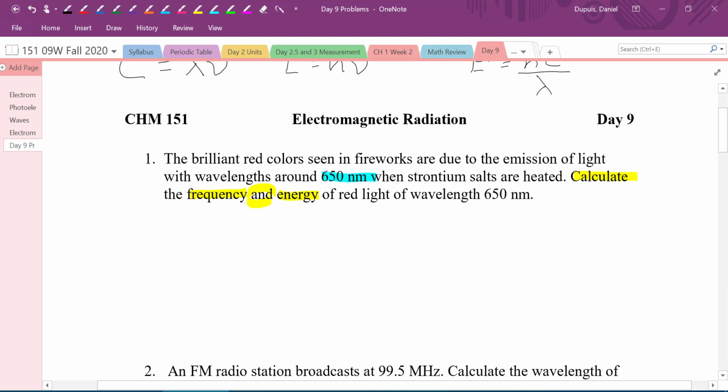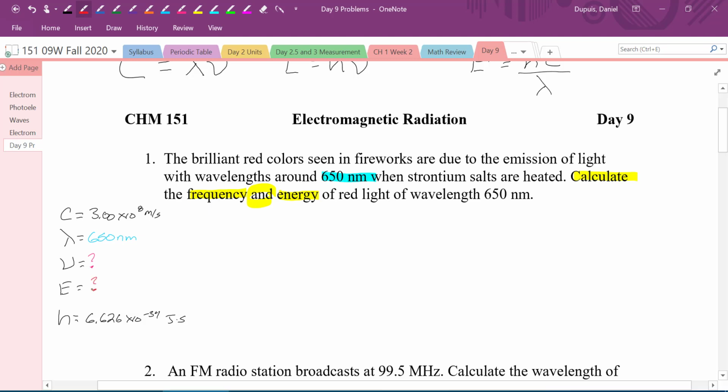So, let's see here. I have C, lambda, nu, E, h. And so I know C and h: 3.00 times 10 to the 8th meters per second, and 6.626 times 10 to negative 34 joules times seconds. I have 650 nanometers. I do not know my frequency, and I do not know my energy.